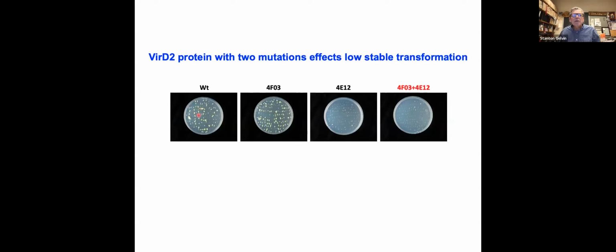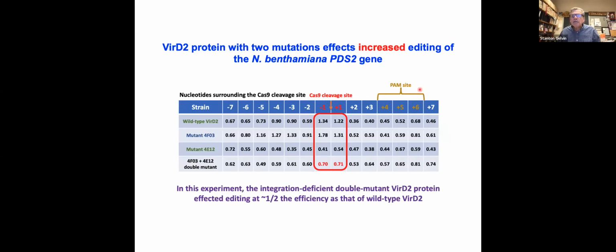Here's our wild type, looking at tumors. 4FO3 gives a slightly elevated transformation for tumors. The 4E12 mutant that I showed you before doesn't have very good integration, no stable transformation. And 4FO3 also does not have good integration. So then, will this combination of mutations now enhance CRISPR editing efficiency? And the answer is yes.